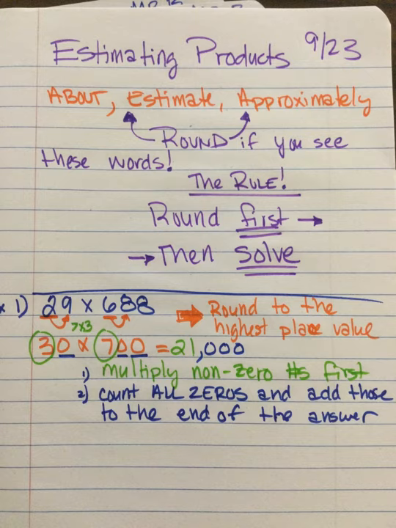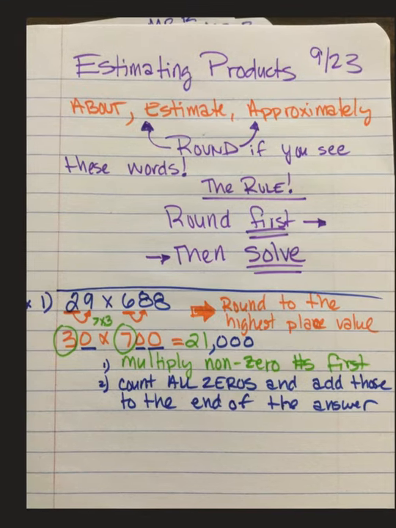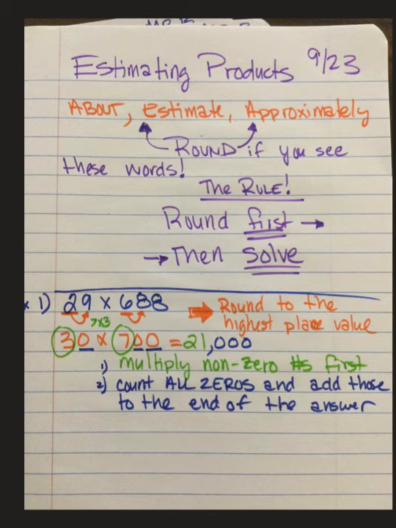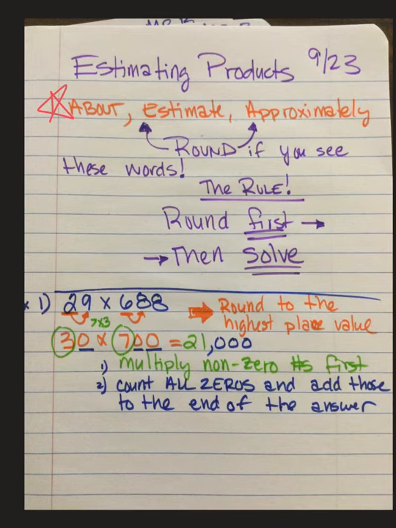Okay, so here's our notes. Make sure you get these down in your journal. There are a few things you need to understand before we move on to the practice problems, so I'll make a little star next to those things that are really important. I mean, I guess they're all important, but these words here, about, estimate, and approximately, those are all telling you that you're going to be rounding.